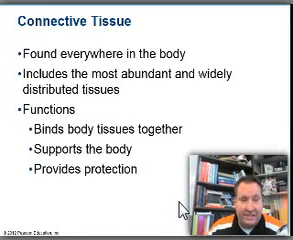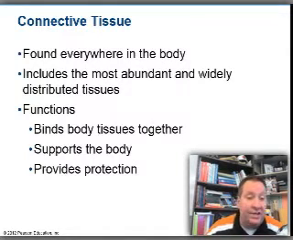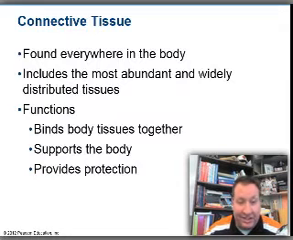So connective tissue, like we said earlier, is found everywhere in the body. It is the most abundant and widely distributed tissue type that we have. Its major functions are that it's going to bind other body tissues together, it's going to support the body, and it's going to provide protection. We see this binding of other tissues together when we think about tendons and ligaments. Remember, ligaments join bone to bone, and tendons join muscle to bone. Areolar tissue helps bind skin or other organ tissues to other organ tissues. It kind of looks like a spider web. The support that we can see with connective tissue is with bone. Bone is a connective tissue, and you know the support that it provides the body.